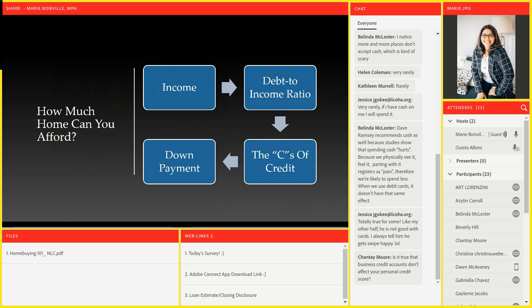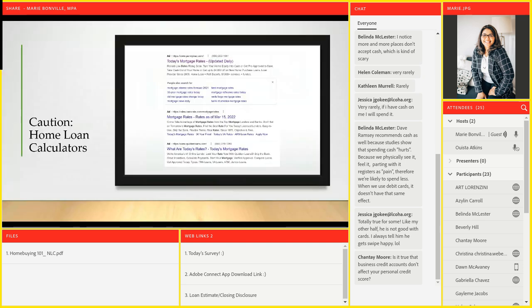How much home can you afford? A lot of people come to the class excited about the class, but they want to know, how much house will I get? What am I going to get approved for? I don't like giving them that number. Personally, I like them going to the lender for that, because they have to look at their income, their debt to income ratio, down payment, the C's of credit, and other things as well. So I caution individuals from using the home loan calculators. A lot of times they're not as accurate, and you're going to get solicited by many different lenders that are out there.